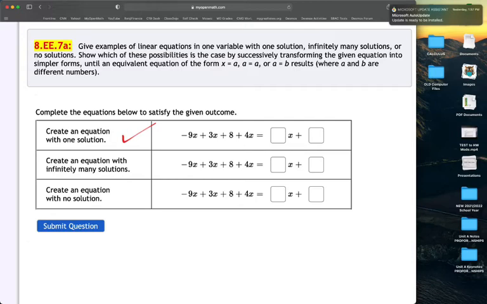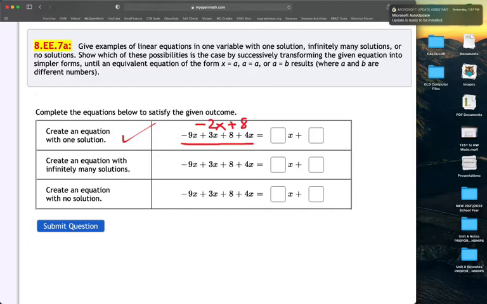So it's probably easiest in a situation like this where we take the left-hand side of our equation and write it in simplest form. So if we combine like terms on the left-hand side, we have negative 9x plus 3x and then plus 4x. That's negative 2x, and then we have plus our constant of 8. So if we simplify the left-hand side, we end up with negative 2x plus 8.